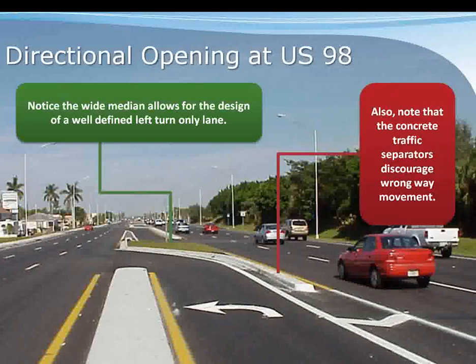This is a directional median opening in the Panhandle of Florida. Notice the way it's designed. It has concrete barriers here to prevent or to discourage wrong-way movement, and it is wide enough to allow this sort of channelization of turning movements.